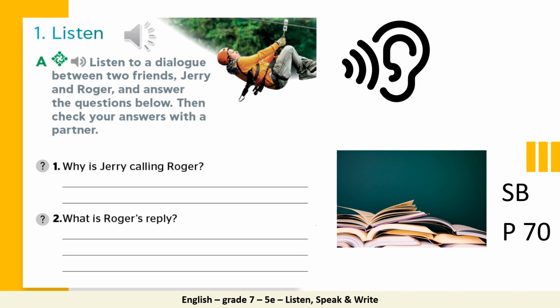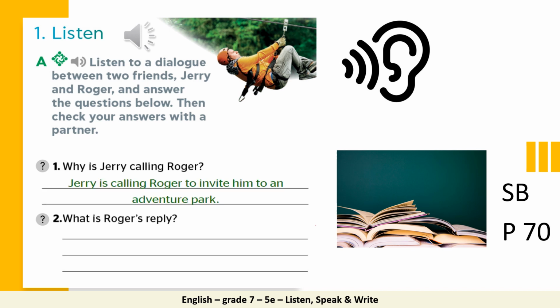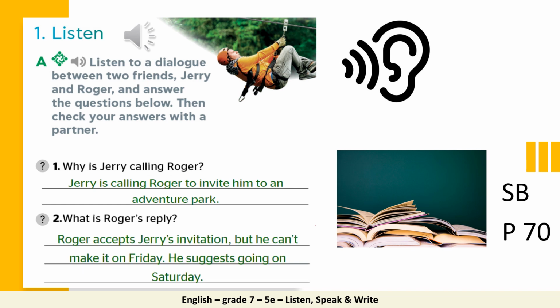Let's now answer the questions together. Question 1. Why is Jerry calling Roger? Jerry is calling Roger to invite him to an adventure park. Question 2. What is Roger's reply? Did he refuse? Did he accept? Roger accepts Jerry's invitation, but he can't make it on Friday, so he suggests going on Saturday instead.